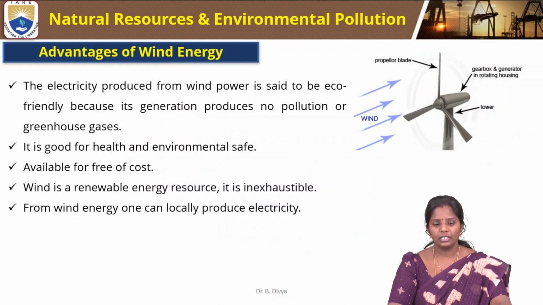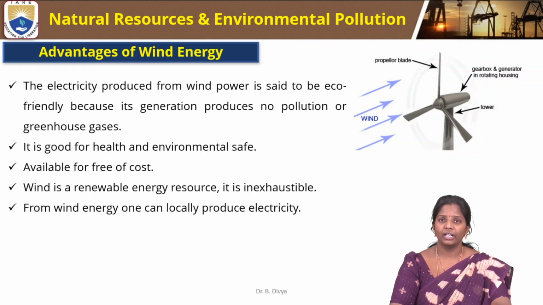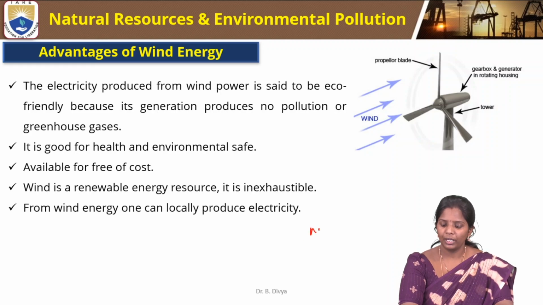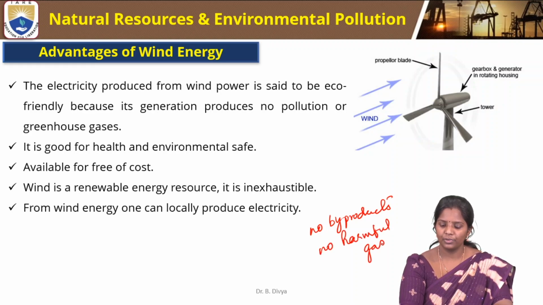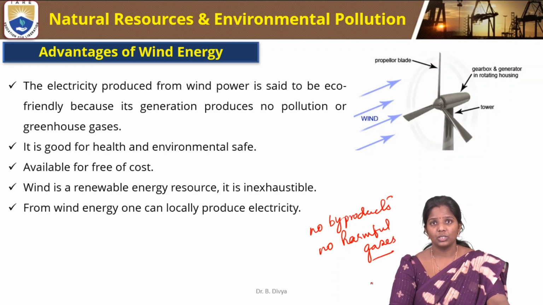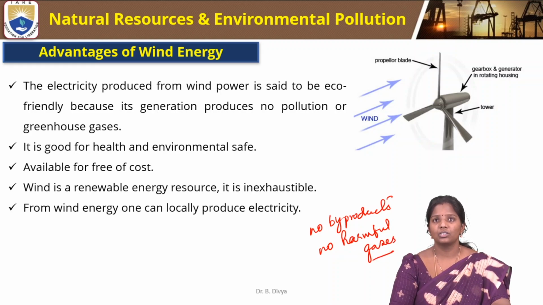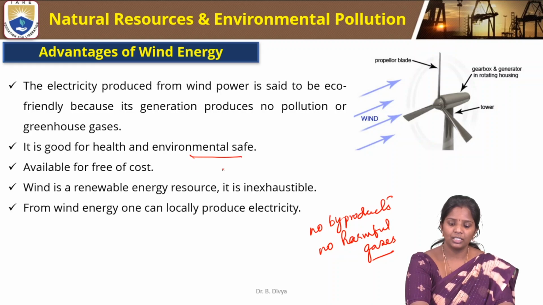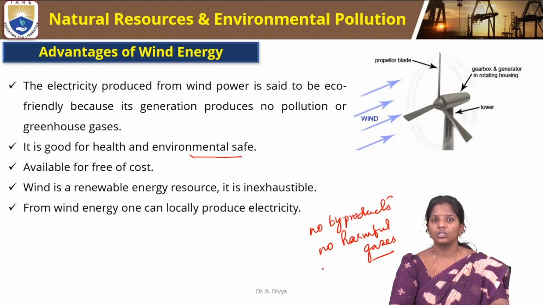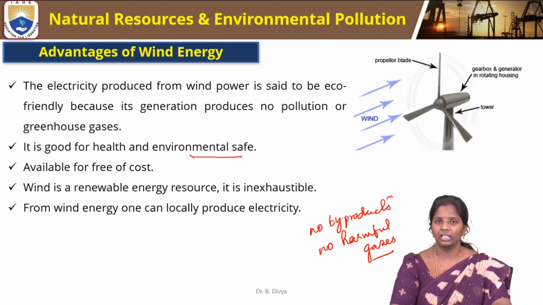So what are the advantages? The electricity produced from wind power is said to be eco-friendly because there are no byproducts and no harmful gases produced during the generation. That is why it is eco-friendly, and its generation produces no pollution or greenhouse gases. So it is also good for health and environmental protection. The environment will also be protected with this type of energy generation.